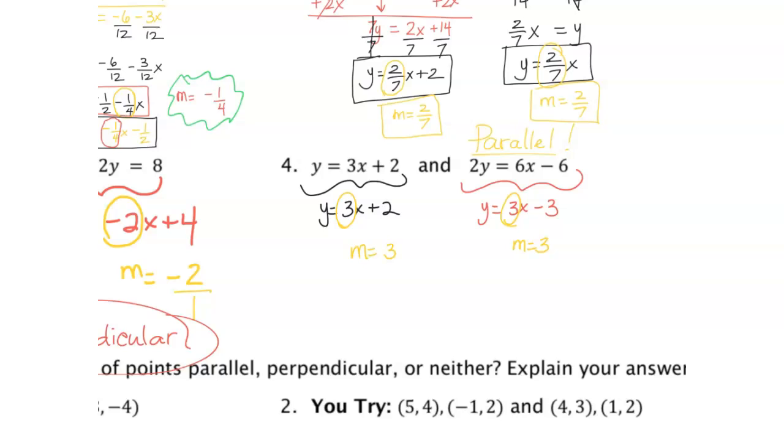So what does this mean, guys? They are parallel. They have the exact same slope.